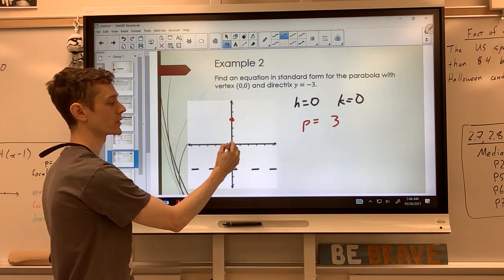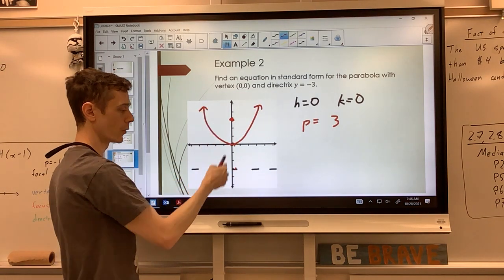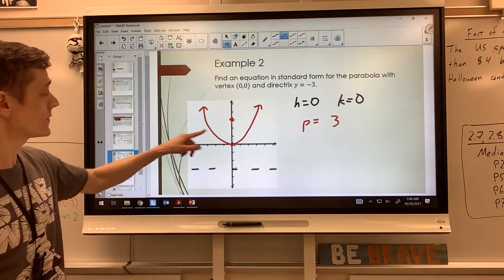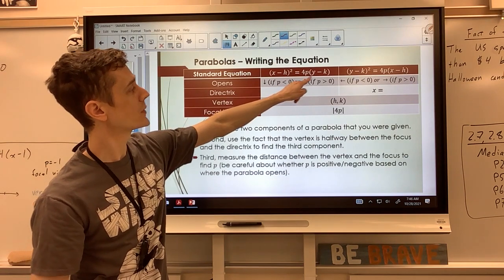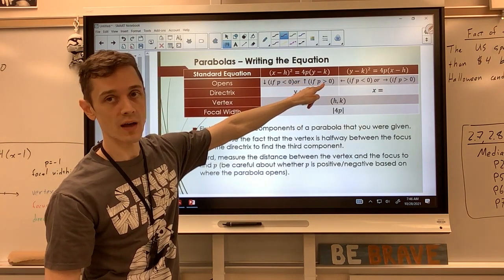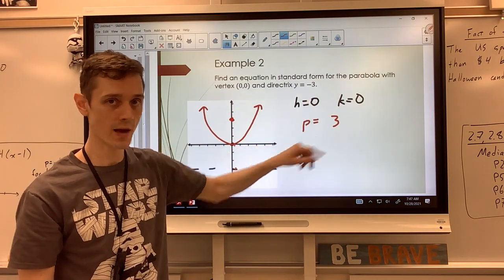So the parabola is going to go towards the focus, or away from the directrix. And if it is opening up, I will again point this out real quick, it's pointing up, so this time it is again a positive value for p. So it's a positive 3 for my p value.